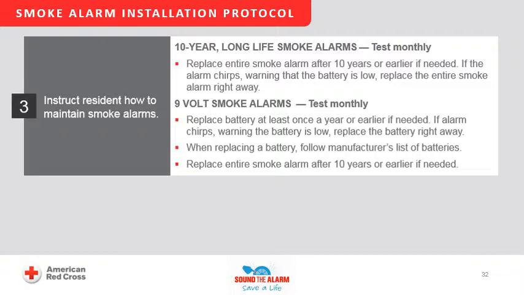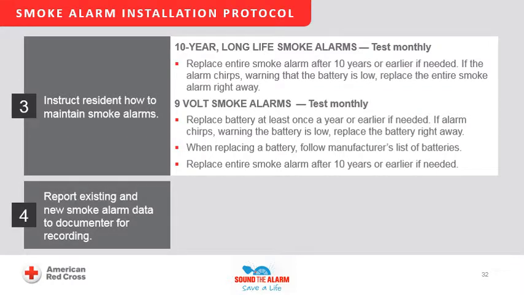If the alarm chirps, warning that the battery is low, replace the battery right away. When replacing a battery, follow the manufacturer's list of batteries on the back of the alarm or manufacturer's instructions. The manufacturer's instructions are specific to the batteries, brand and model, that must be used. The smoke alarm may not work properly if a different kind of battery is used. Replace the entire smoke alarm after 10 years or earlier if needed. 4. Report pre-existing and new smoke alarm data to Documenter for recording.